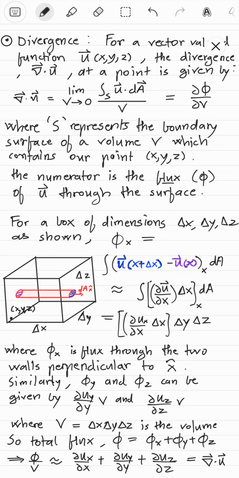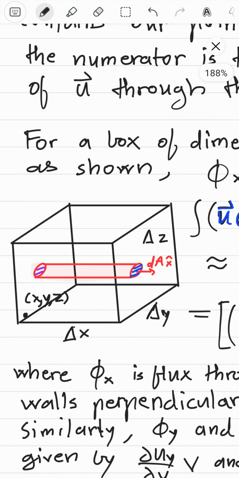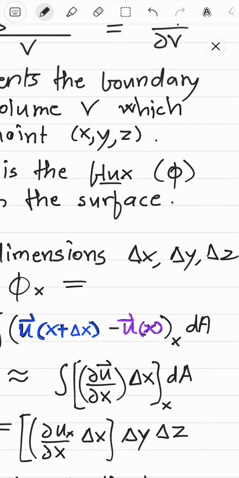Okay, so now let's take a special case. For a box of dimensions delta x, delta y, delta z as shown, our flux in the x direction, so basically the flux through the two walls perpendicular to x hat, is given by this thing. So it's the integration of u vector at x plus delta x minus u vector at x. So why am I omitting y and z? Well, y and z are changing as you move through this surface, and that's inside an integration.